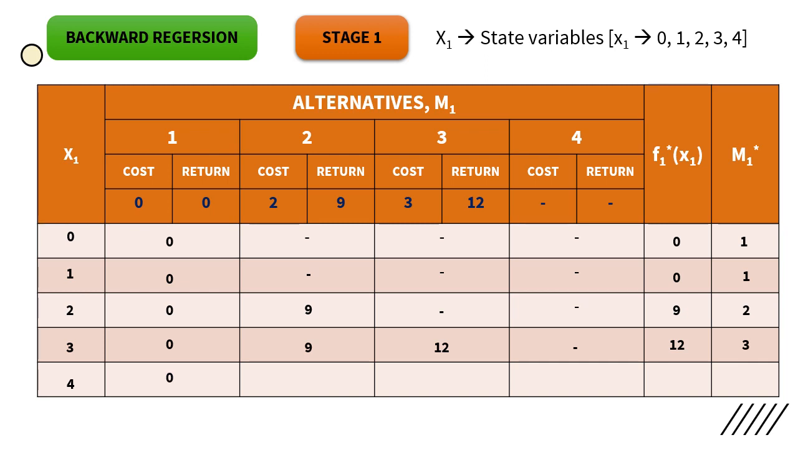If I have 4 crores, I can spend here, which is 0. I can spend 2 here, I will get 9. I can spend 3 here, I can get 12. I can't spend 4 crores in plant 3, so that will be hyphen 0. So the best alternative is 12, which is 3.